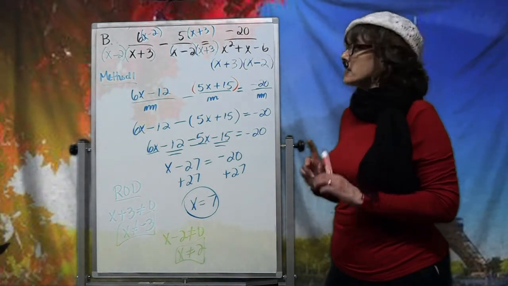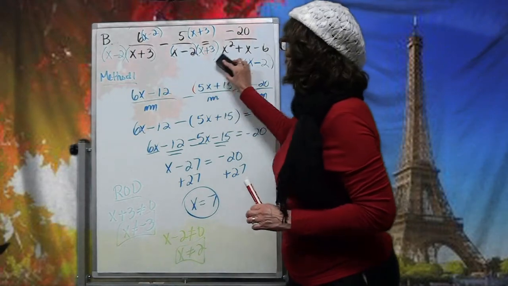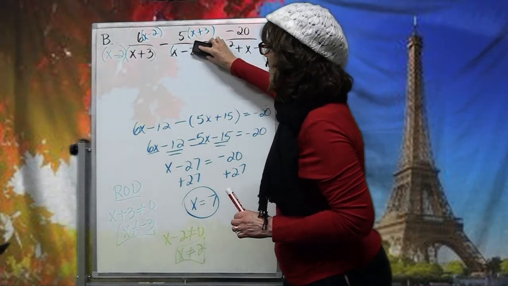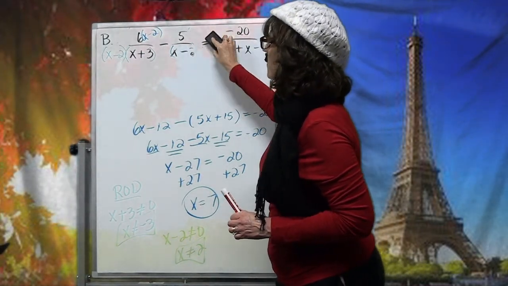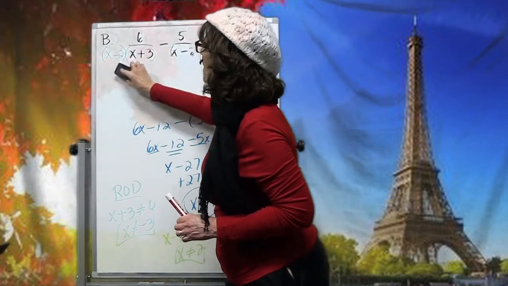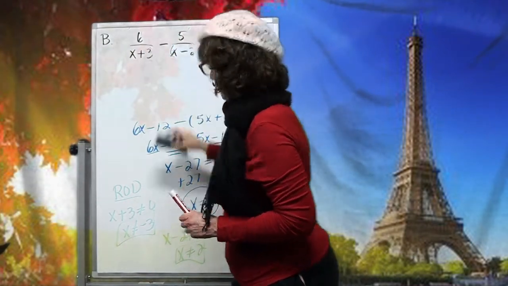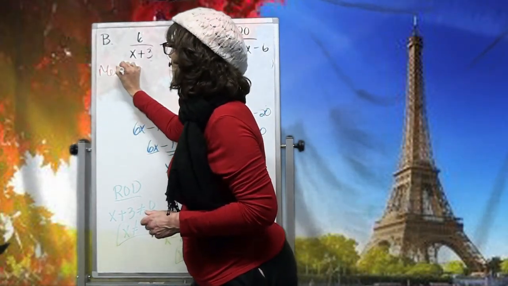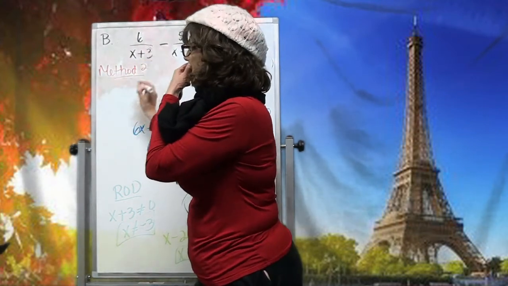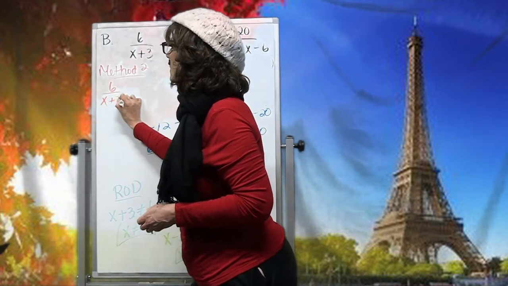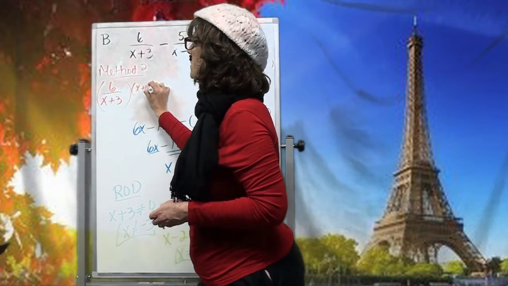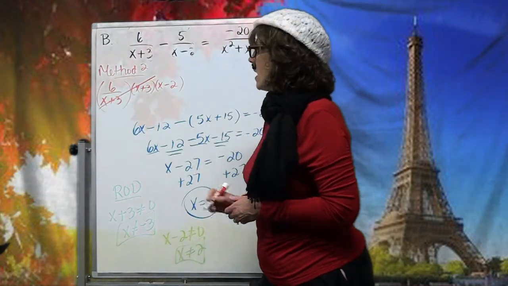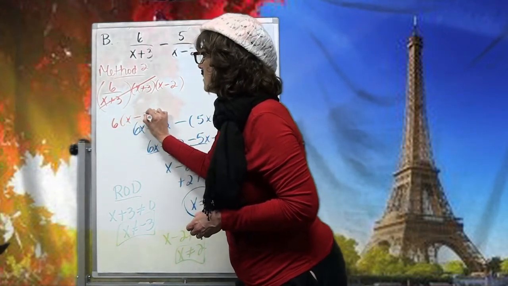So that's method 1. Let's take one more glance at method 2. And recall, method 2 says I'm going to get rid of those fractions in the very first step. So method 2 says, let's take that LCD that we found, x + 3 times x - 2, and multiply every single term by that LCD. So in method 2, I'm going to take my 6 over x + 3 and multiply it by the LCD of x + 3, x - 2. And notice that the x + 3s are going to cancel. I will be left with 6 times x - 2.